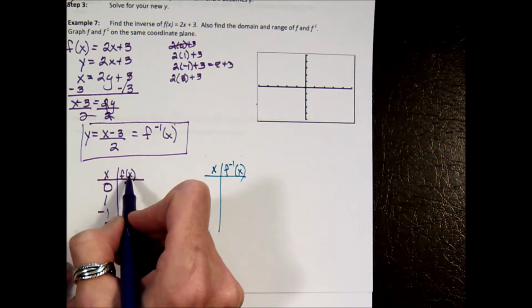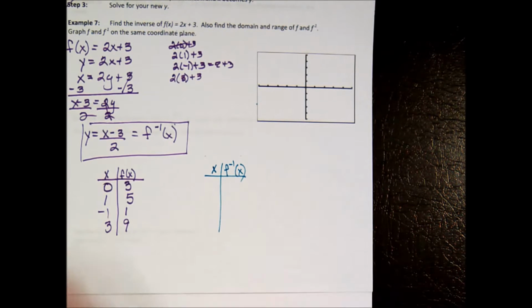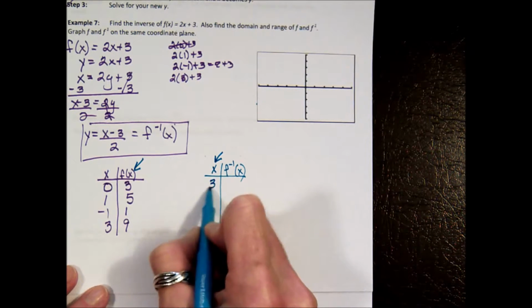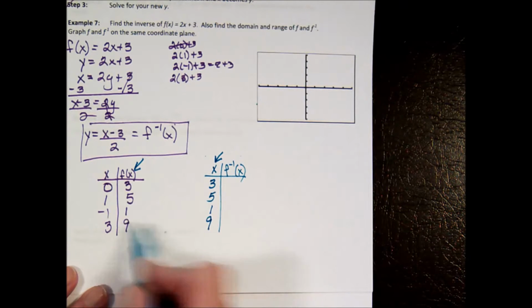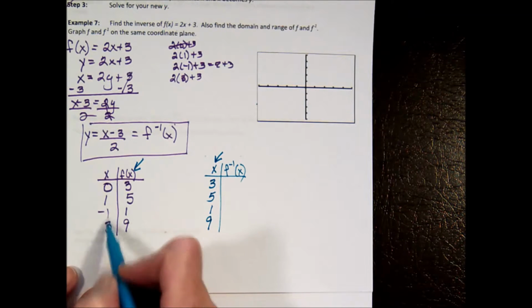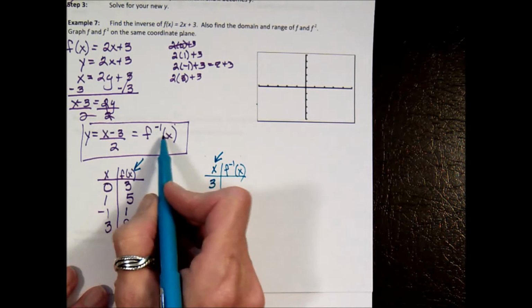Now remember, this was the x and this is the y. So when I go over to the blue side, my y's from here become my x's here. So I'm going to use 3, 5, 1, and 9, because remember that's what an inverse is. But now I have to plug those numbers in. I can't just write 0, 1, negative 1, and 3, can I? We're going to see when we plug these into f inverse, I think you will see.